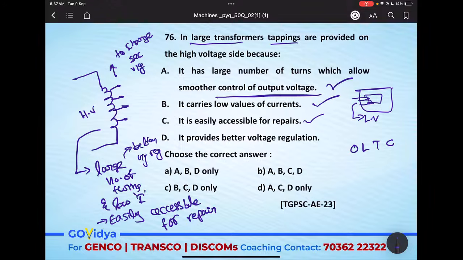D, it provides better voltage regulation. Yes, it will, as the tap changing is very smooth in HV winding. Voltage regulation will be smoother in that condition. So all four options are correct, A, B, C, D. So our option will be B. Okay, let's move on to the next question.